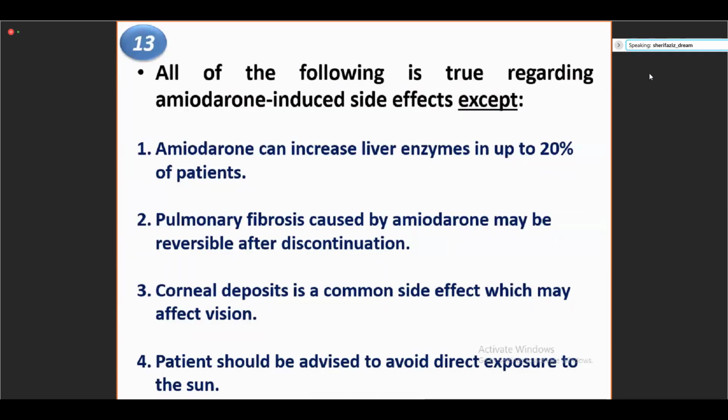These are the last two questions regarding amiodarone side effects. All of the following is true regarding amiodarone-induced side effects, except: amiodarone can increase liver enzymes in up to 20% of patients. Pulmonary fibrosis caused by amiodarone may be reversible after discontinuation. Corneal deposit is a common side effect which may affect vision. Patients should be advised to avoid direct sun exposure. Which of them is false?